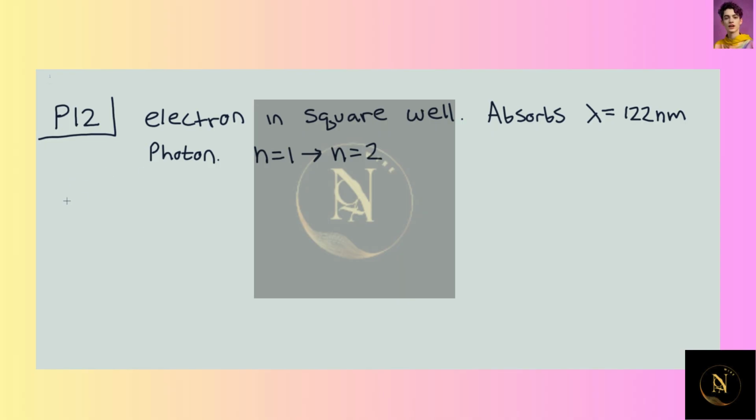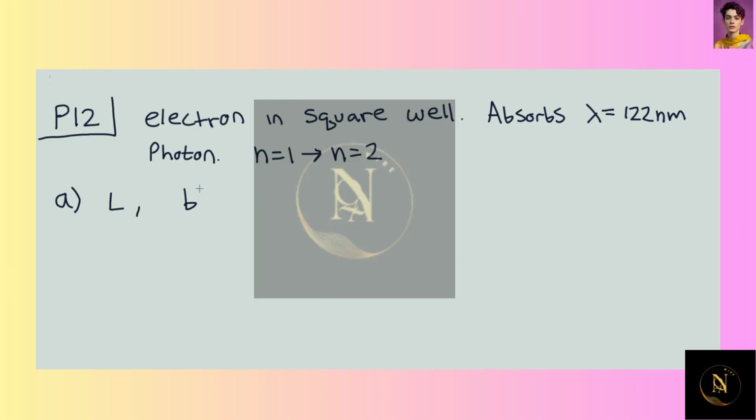Okay. In this problem, we have an electron in an infinite square well. It absorbs a photon with a wavelength of 122 nanometers, and this bumps it from its ground state n equals 1 to its first excited state n equals 2. Given just this information, we're first asked to find the width of the square well, L.